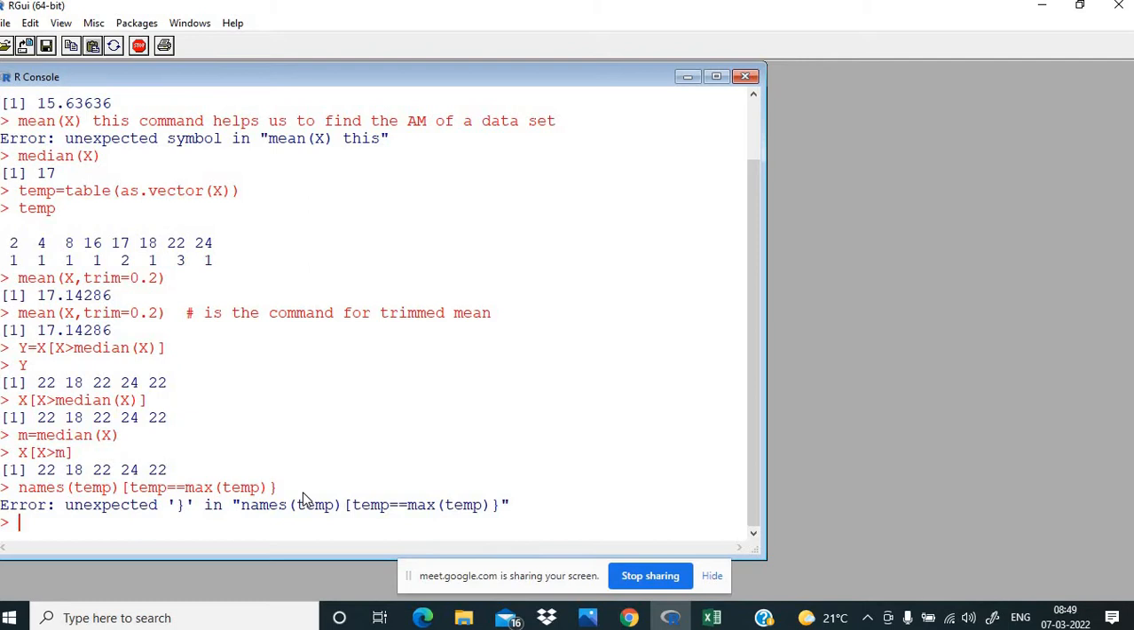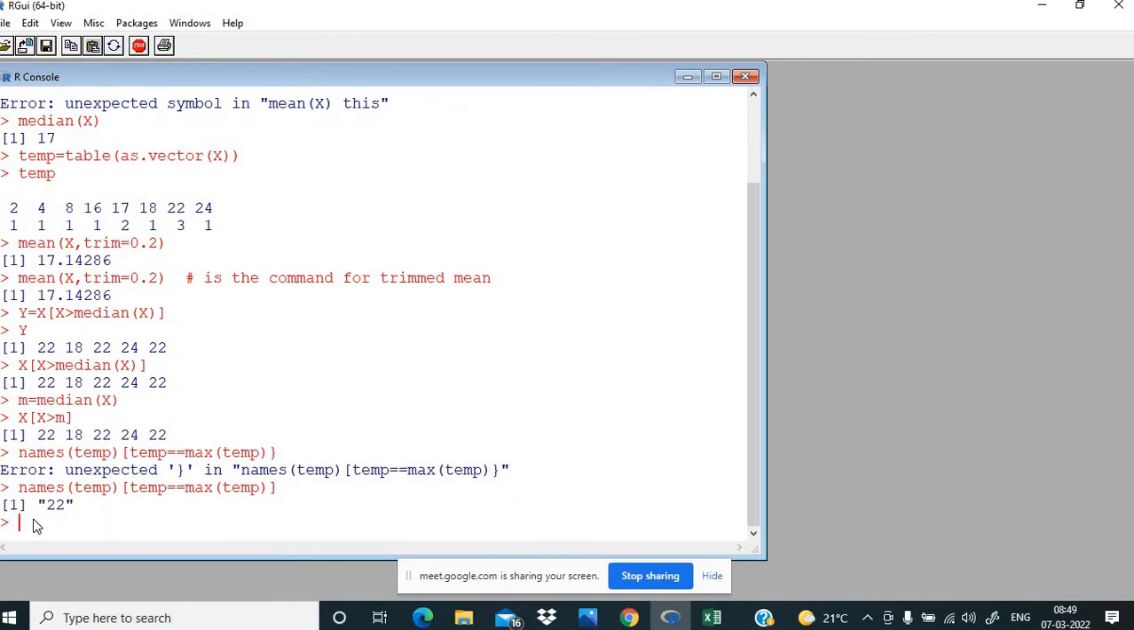Unexpected error. Just wait. Maximum temp. Okay. By mistake, a second bracket has come up. Here it should be third bracket. You see, it is giving the mode 22. 22 is having frequency 3. Here it has given the value 22. So this is how it is working.